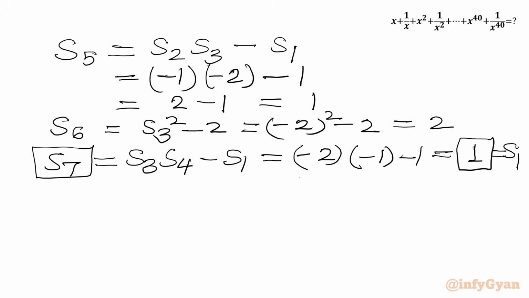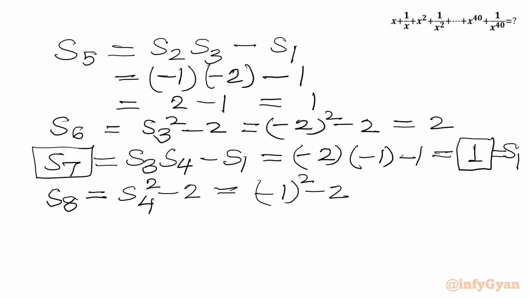Now we will check one more value, S8. Using the formula, I can write S8 will be S4 square minus 2. S4 is minus 1, so minus 1 square minus 2. Minus 1 square is 1, 1 minus 2 is minus 1. And minus 1 is also equal to S2. So we can say we have periodicity here with period 6.